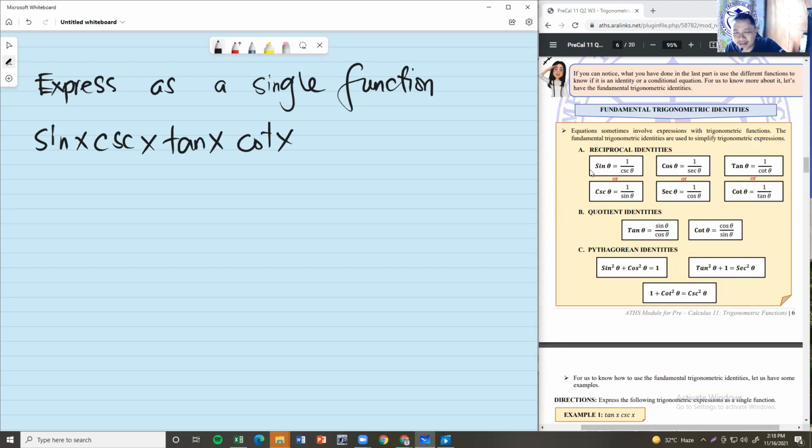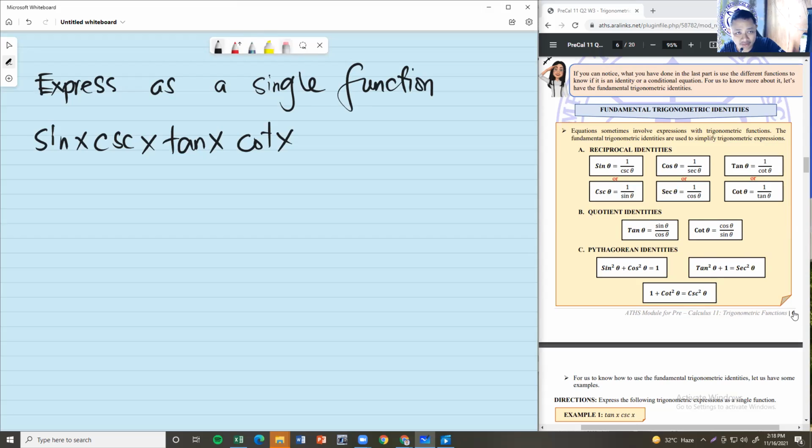Get your pen and paper and try it in your paper and solve it. Express it as a single function. Go. Type your answer in the chat box when you're done. The solution is in the module, but I suggest not to look in your module. Kasi I want you to experience the process of exploring the different identities. Game. Tingnan nyo lang kung alin yung magkaka-connect. Yun yung clue.